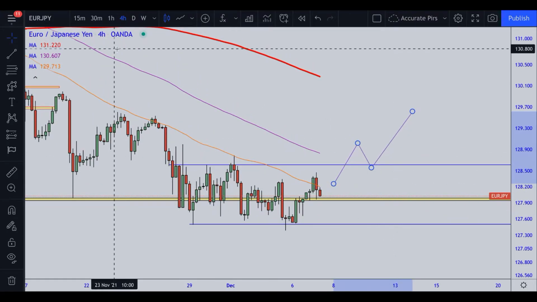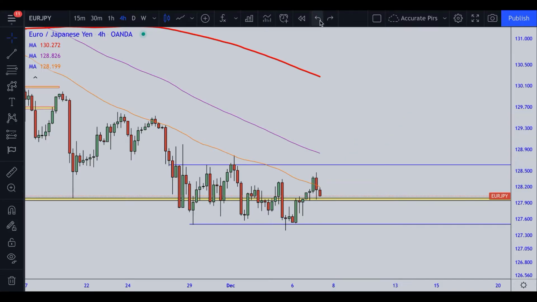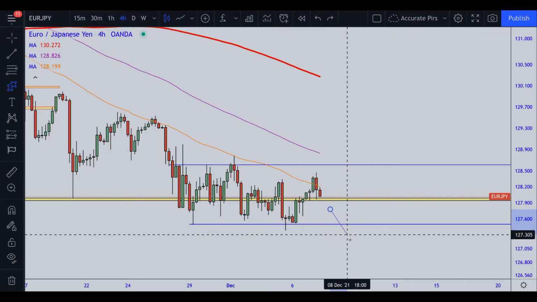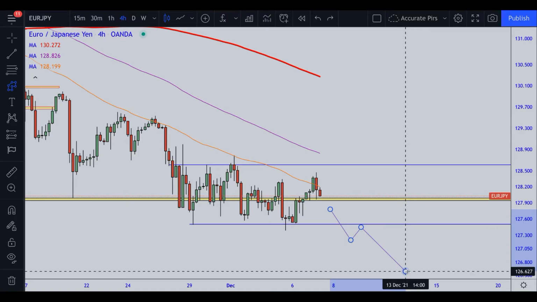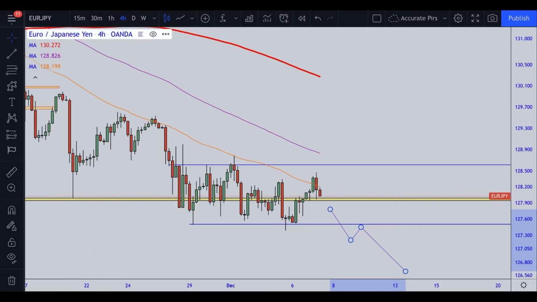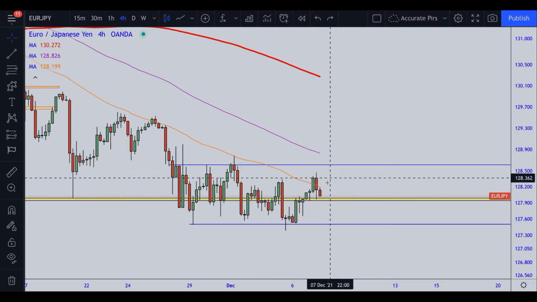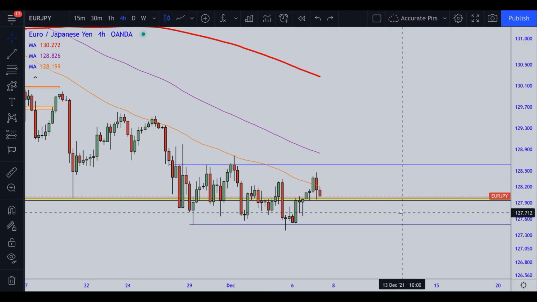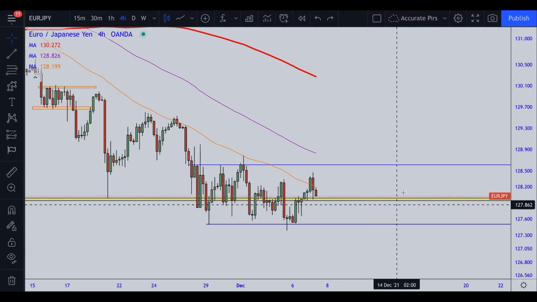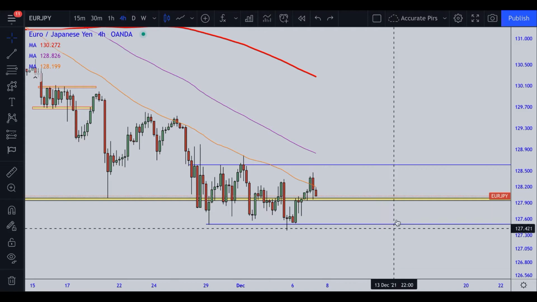If that does not happen, then I'm looking for the same thing to happen towards the downside. So I'll be looking for a break beyond this support level, then push back up, then continue its downward momentum towards the downside. So that's with EURJPY. If that does not happen, then we can just remain in this consolidation zone, and the market will just be ranging from the upside to the downside.